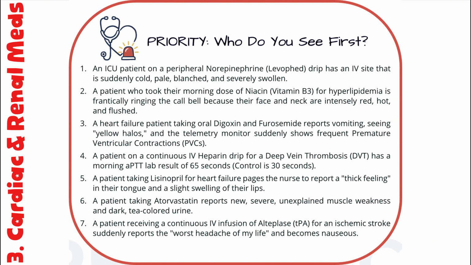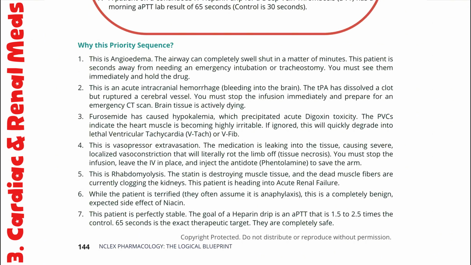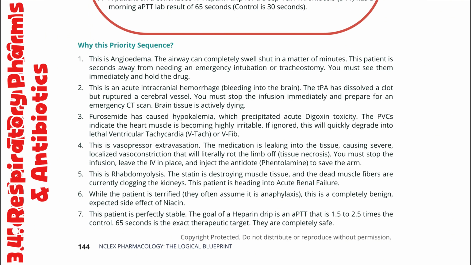If you chose the patient on lisinopril whose tongue feels thick, you saved a life. That is angioedema. They are seconds away from completely losing their airway. The patient on TPA reporting the worst headache of their life is a close second. That is a brain bleed, but the airway always wins.